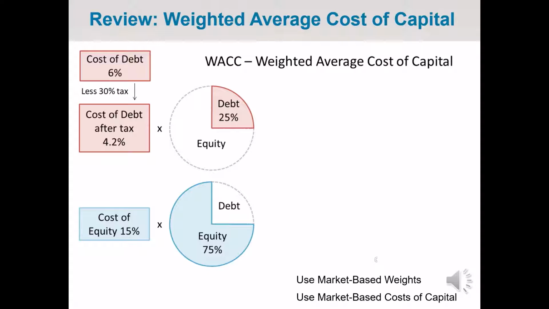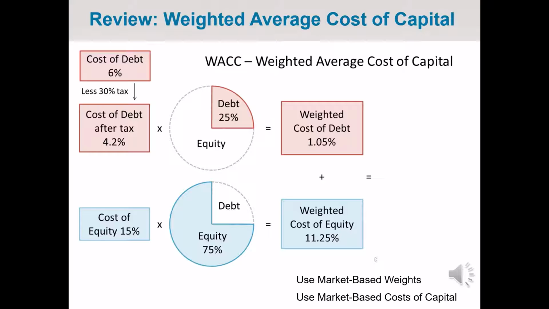Now that we've determined our cost of debt and our cost of equity, we're going to look at our capital structure. Of this debt that costs us 4.2%, that only applies to 25% of our total capital structure, because 25% of our capital structure is debt. The other 75% of our capital structure is covered through equity. So the cost of equity at 15% is going to be covering that 75% of equity that we're holding in our capital structure.